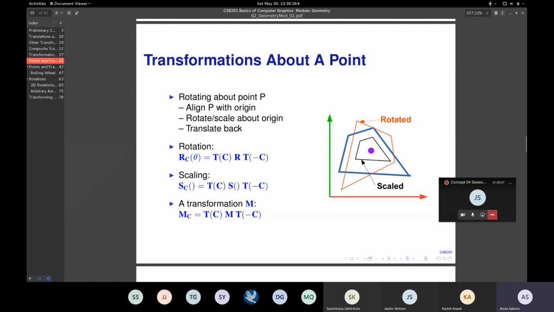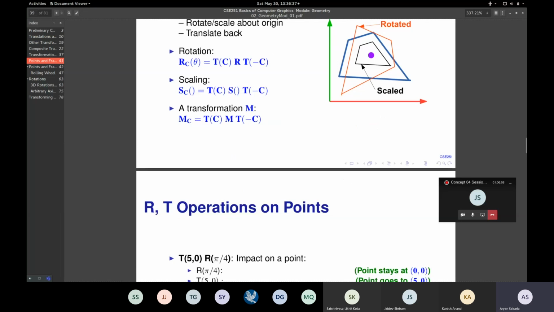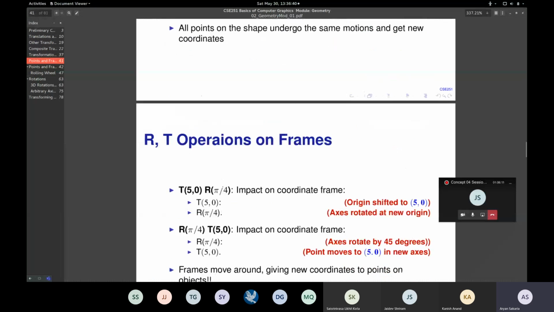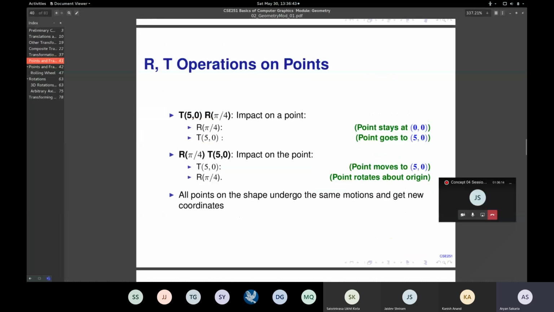You do the same with scaling. Otherwise, it'll scale unevenly. So basically, about a point, you want to bring it back to the origin, do your transformation, and then bring it back. You can work these out. This is similar to the thing we did over here.